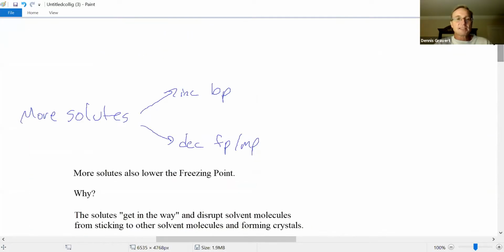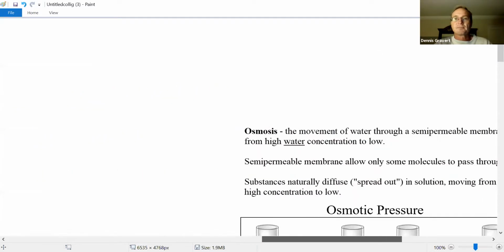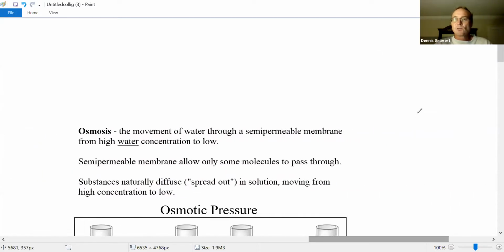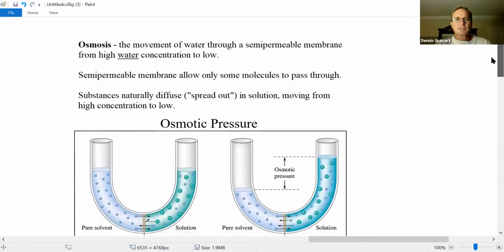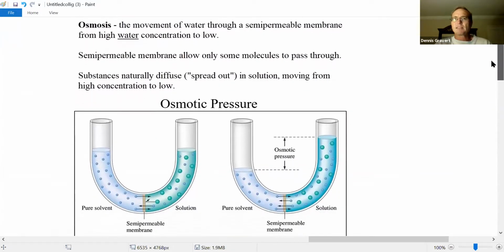Last one is osmosis. There we go. So maybe you've heard of osmosis. If not, here's a definition. Osmosis is the movement of a solvent, and most of the time it's going to be water, through a semi-permeable membrane from high water concentration to low water concentration.